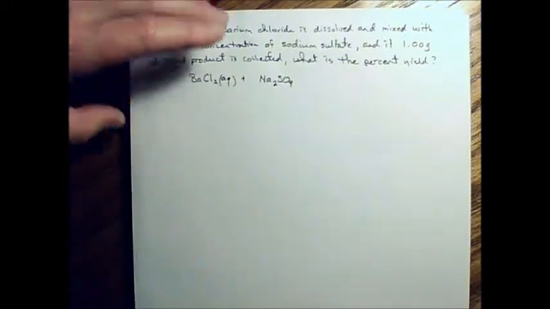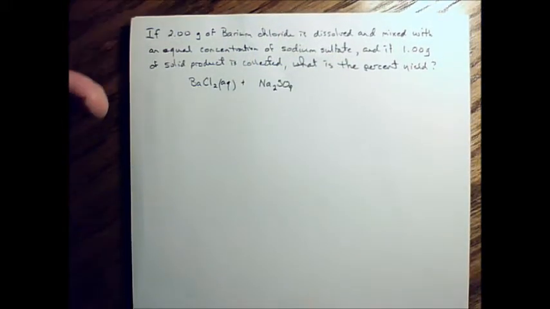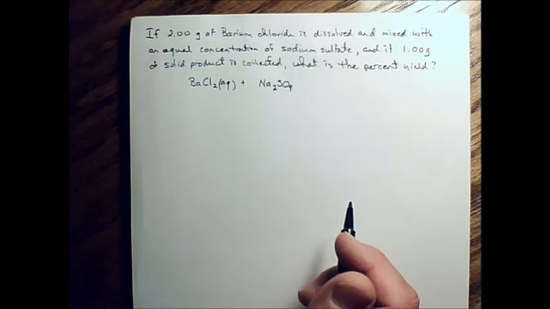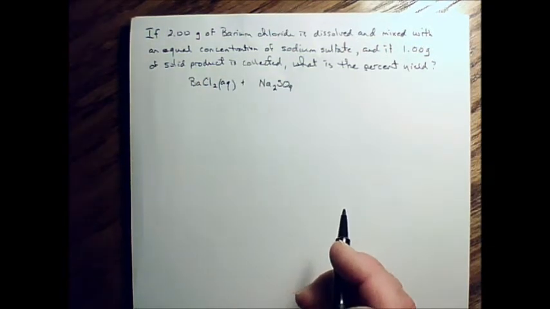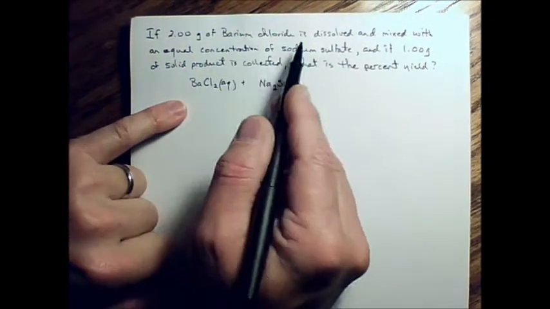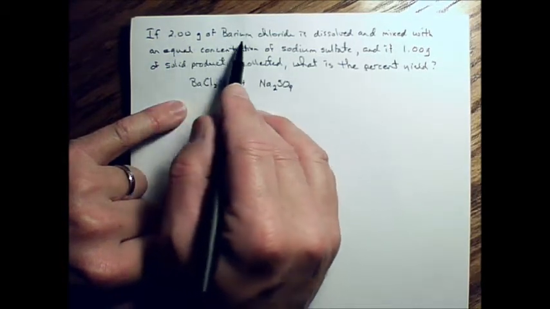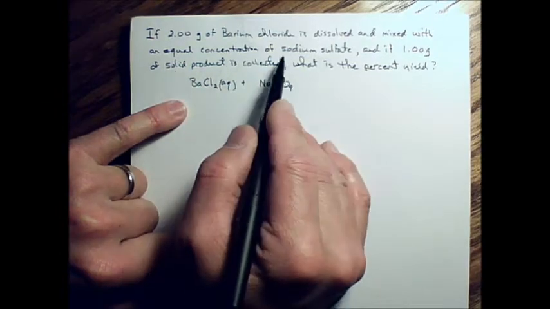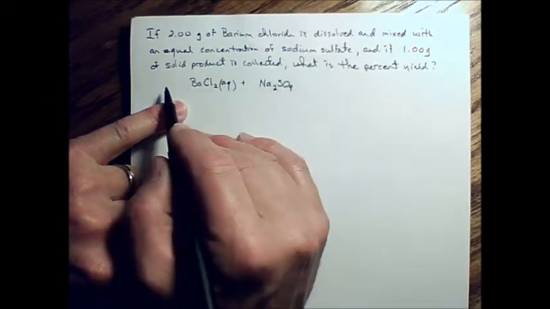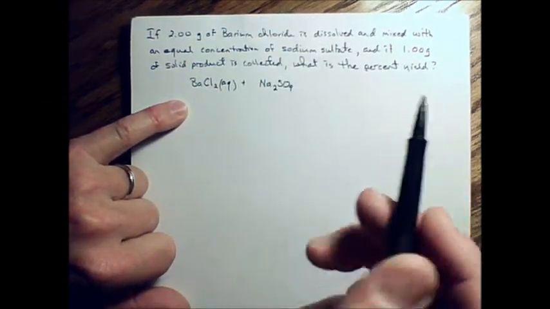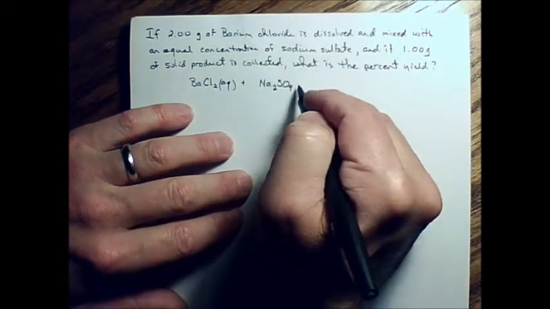Alright, I was asked to do one of the stoichiometry problems, limiting reactant, percentage yield, that sort of thing. And so what I've done is to start putting it together here. I've written it out like this: 2 grams of barium chloride dissolved and mixed with an equal concentration of sodium sulfate, 1 gram of solid product collected. What's the percent yield? So I'm writing a balanced equation here.